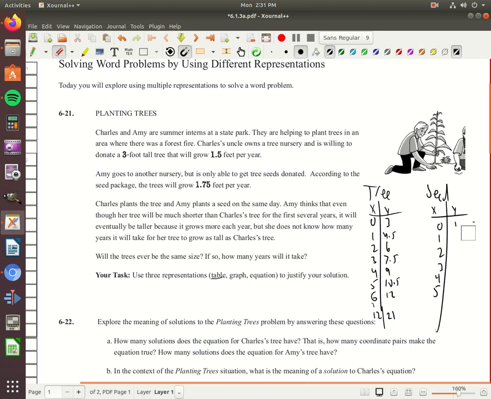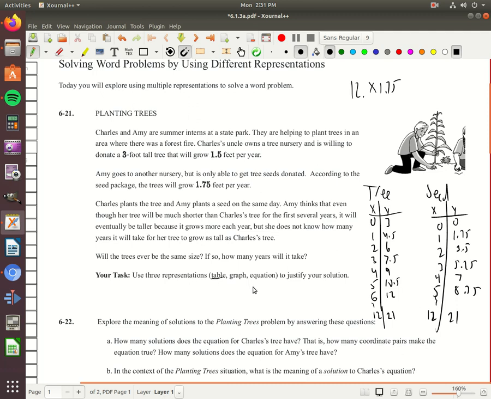Sorry. It starts at 0, and then it grows by 1.75, so I apologize. So 0, 1.75, 3.5, 5.25. I was saying I caught it way too quickly. So here is 7, etc., 8.75, and then we'll jump down to year 12, and I believe in year 12 it's going to equal 21 feet. So there we go. So there's our table.